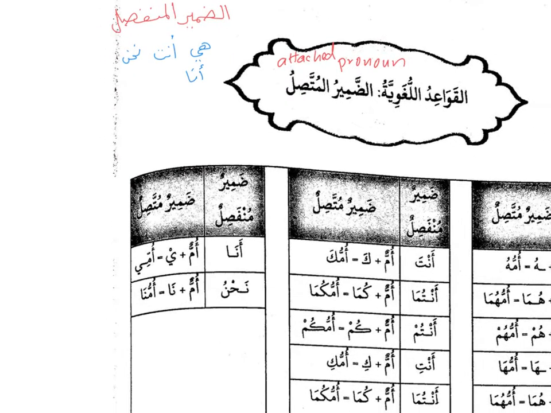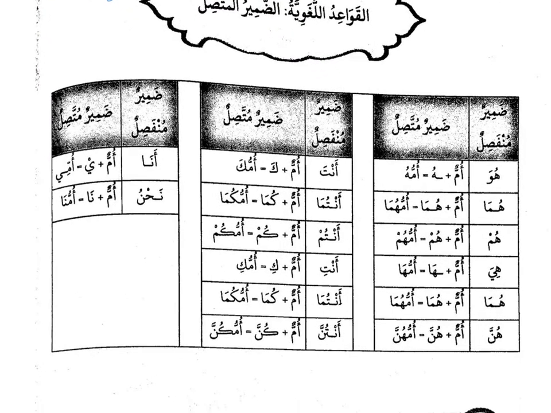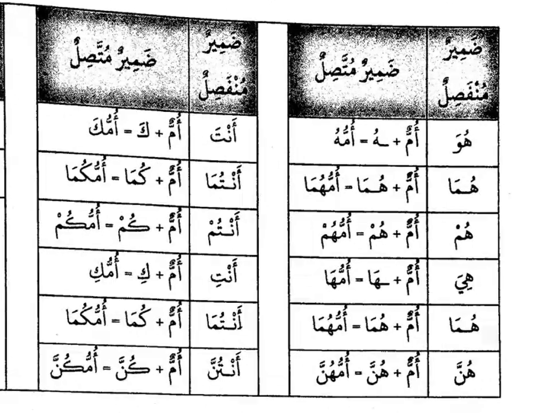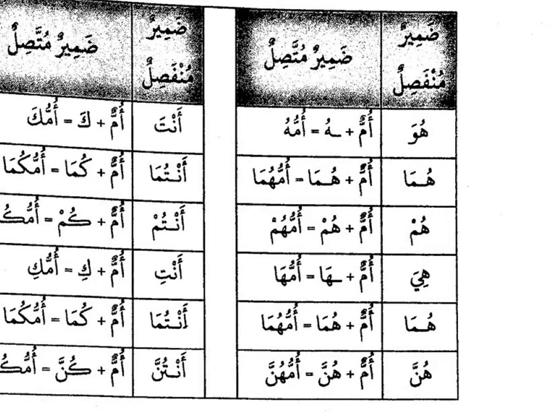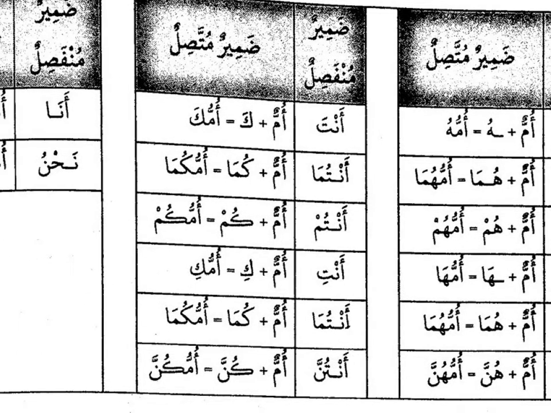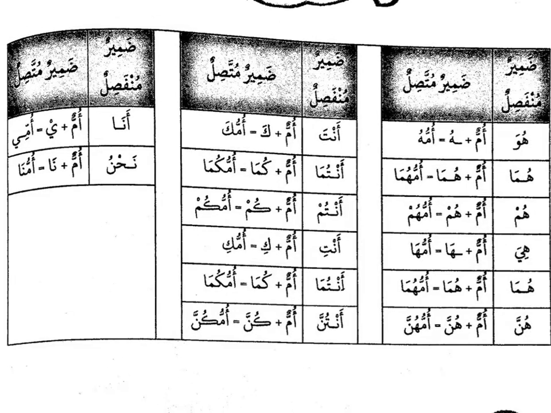So let us look at this table. As you can see in this table, let us look at the first part. There are two columns. The first column is where they put all of this damir munfasil that you have learned. Damir munfasil, huwa, huma, hum, hiya, huma, and also hunna. If you look at the second part of the table, you also see the other damir, anta, antuma, antum, anti, antuma, antunna, and also ana and nahnu. So these are the damir munfasil.